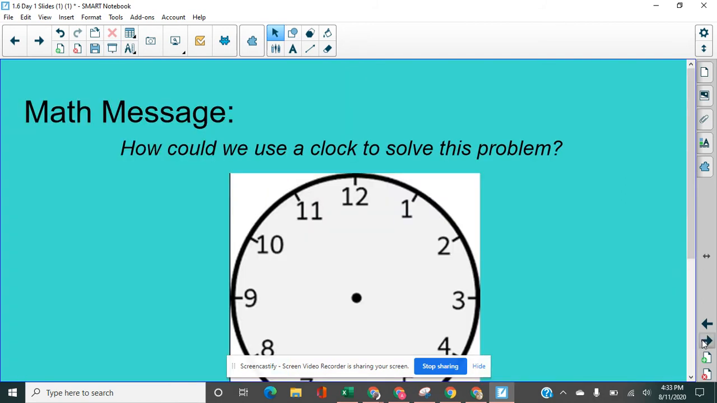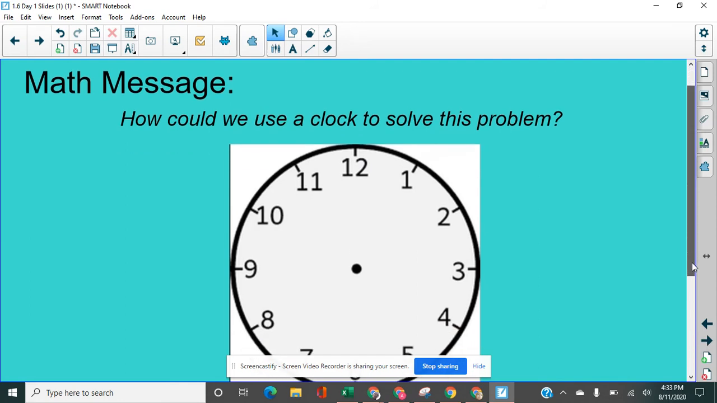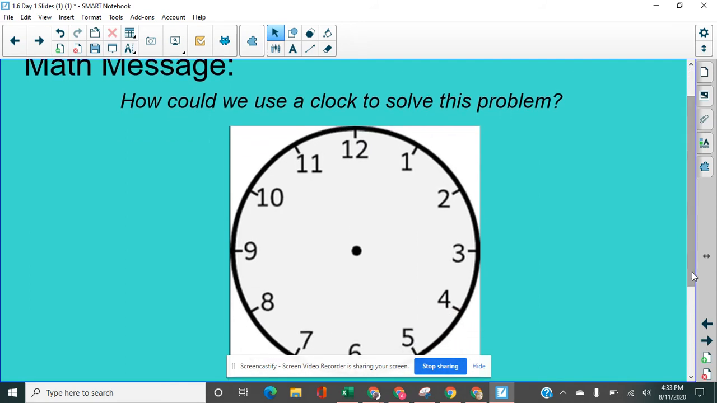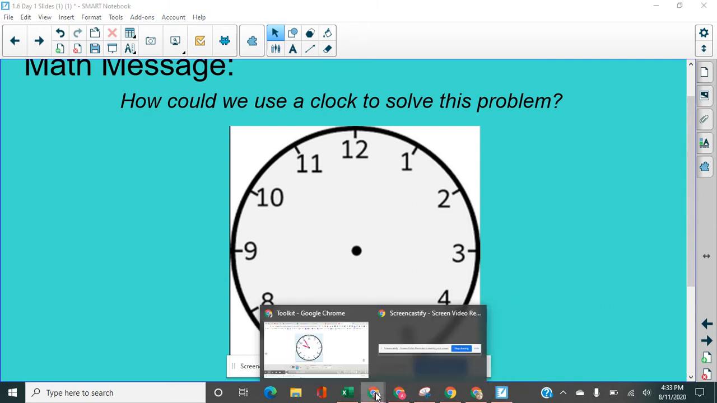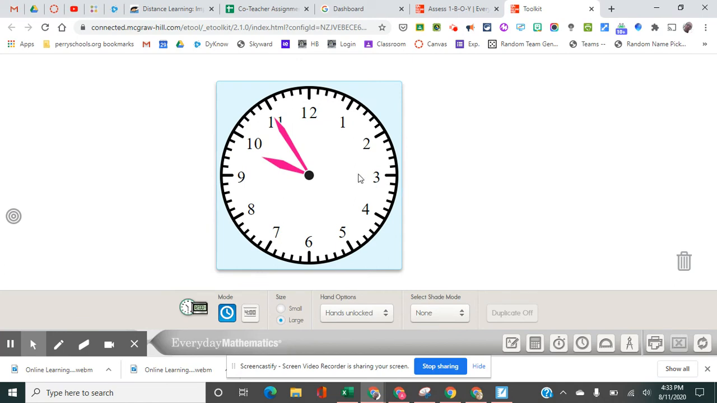Okay. All right. So let's imagine that we were going to use a clock to solve this problem. Do you think we could use a clock to solve this problem? We can. And I want to show you, I taught you last week how to use the Everyday Math, the McGraw-Hill e-toolkit, those tools that we showed folks how to use. And I've started by putting this time as her starting time, 9:55. That's the time from the problem.